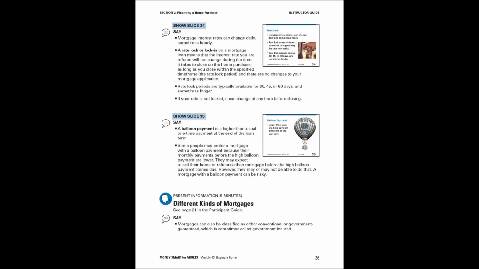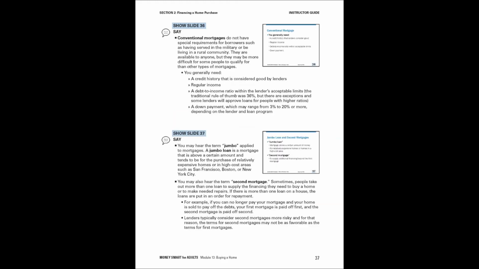Now, we've been talking about different kinds of mortgages, and mortgages either come in conventional or government guaranteed, which is sometimes called government insured. So the next few slides are going to get into what that means, starting out with conventional mortgages. And of course, the requirements for a conventional mortgage is really what is going to differentiate it from some of the other mortgage types. So generally, credit history that's considered good, regular income, and a debt-to-income ratio within the lender's acceptable limits, which is typically around 36%. Down payment, which may range from 3 to 20% or more, depending upon the lender and the loan program.